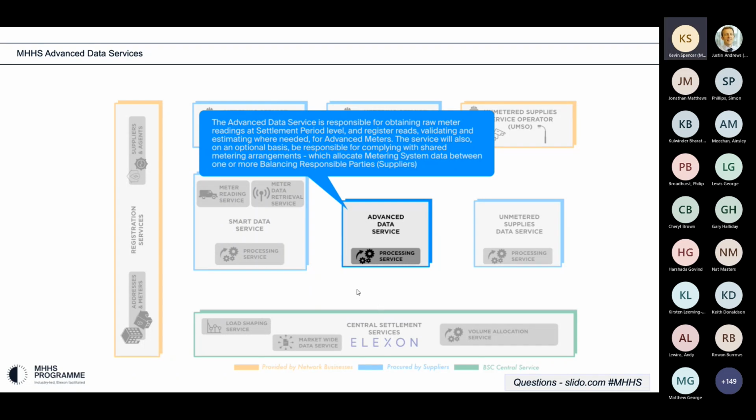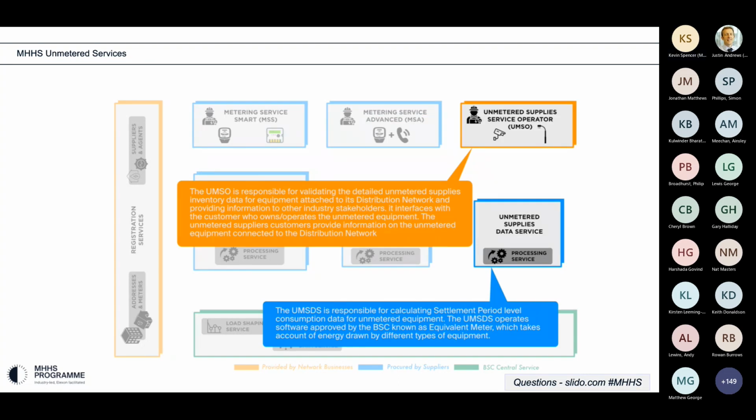So that's a high-level view of the Advanced Data Service. If we now move into the unmetered. So there are two unmetered services here. Because it's unmetered, there's no metering service in the unmetered segment, but there is the unmetered supplies operator, that is the responsibility of the licensed distribution business. They can provide it direct, or they could potentially procure it if they so wished. And that's the customer-facing piece of the unmetered supplies segment.